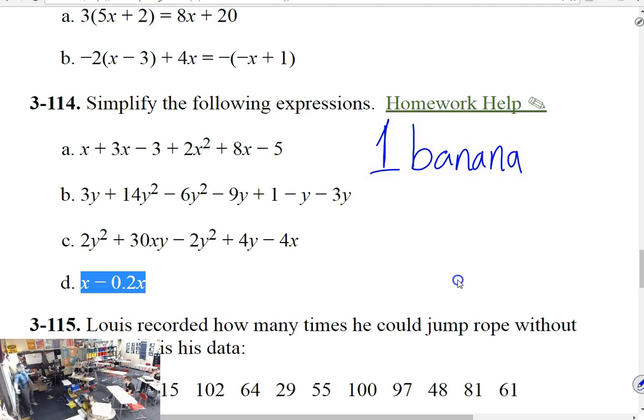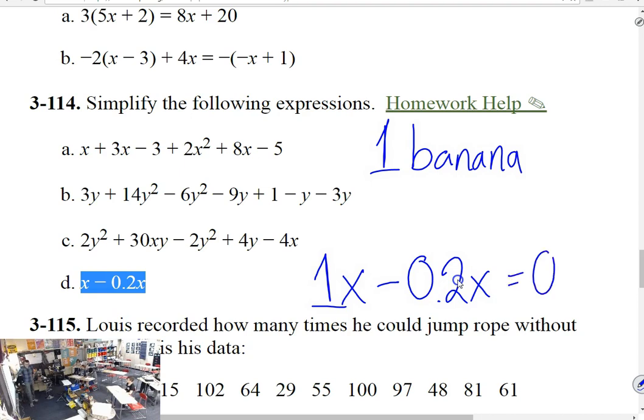This x is a 1x, even though we don't put it there. So we have 1x minus 2/10 of an x. So think of 1 banana minus 2/10 of a banana. What you have left is 8/10 of the banana. So now that you see it, I saw you mouth it, like you realize now it's kind of easy, right? I thought you said, oh my gosh, oh, I get it. So that's good. And so up here, this is a 1x.